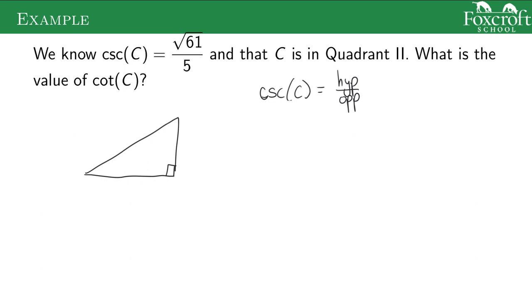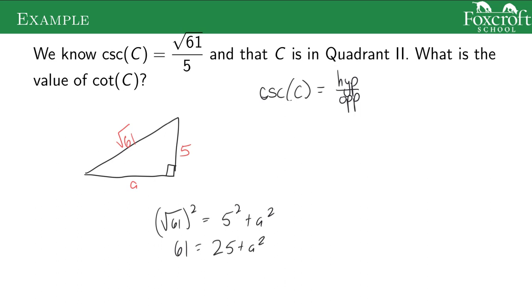So right away I know my hypotenuse is going to be the square root of 61, and my opposite side is going to be 5. Using that I can figure out the missing side. Let's just call it A. So the square root of 61 squared equals 5 squared plus A squared. Squaring a square root, they cancel out.